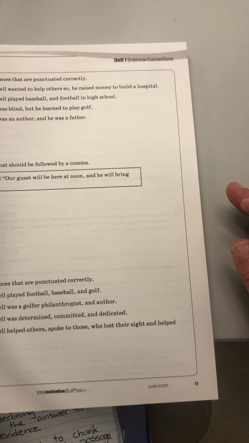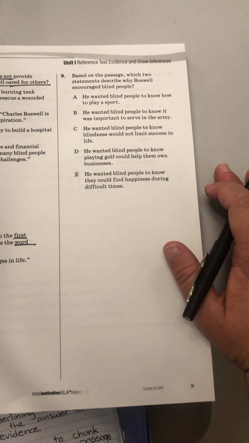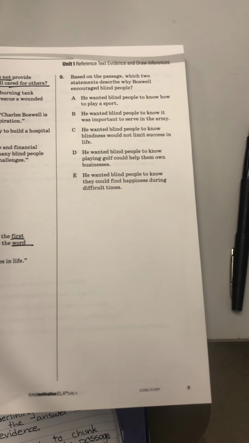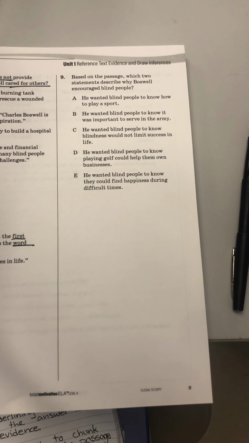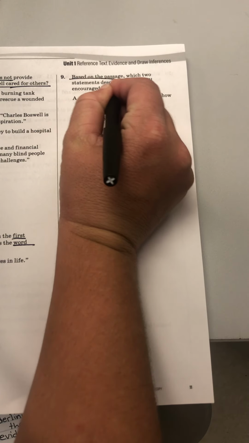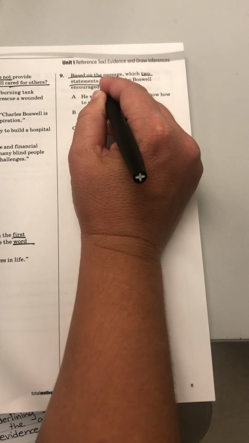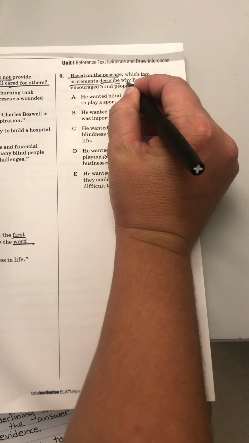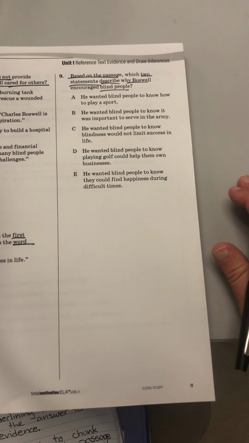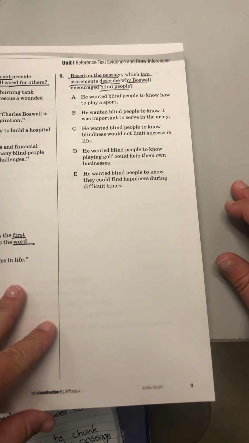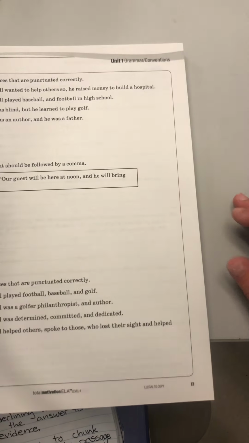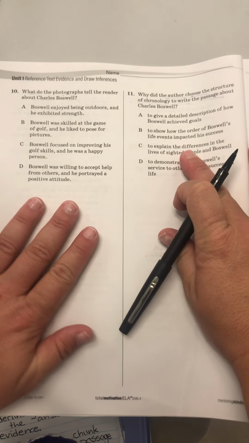And number 9. Based on the passage, which 2 statements describe why Boswell encouraged blind people? All right, based on the passage, which 2 statements describe why Boswell encouraged blind people? And number 10 and 11. And then we will go to our next letter.